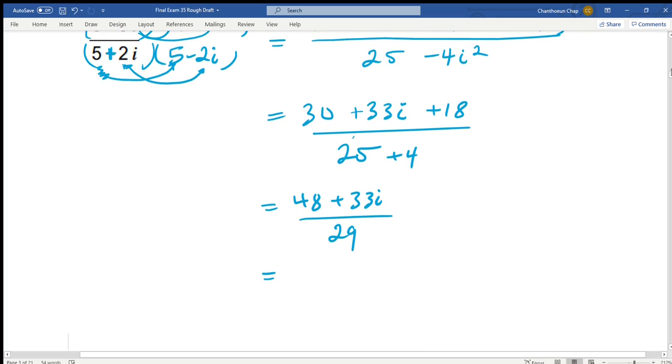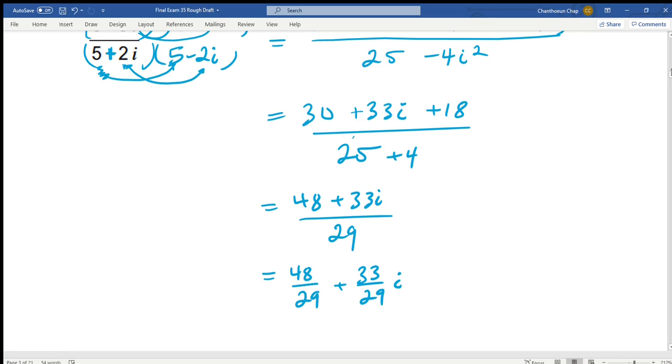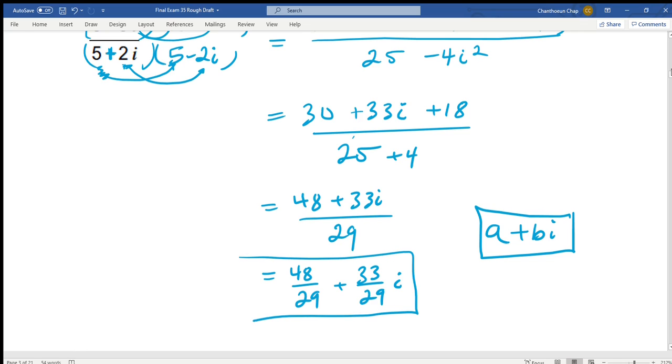So let's rewrite this as 48 over 29 plus 33 over 29i. They want your answer in that nice standard form, a plus bi form, and that's a good solution. So make sure you take the extra step and convert it to a plus bi form.